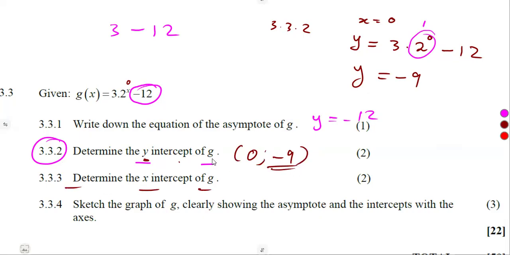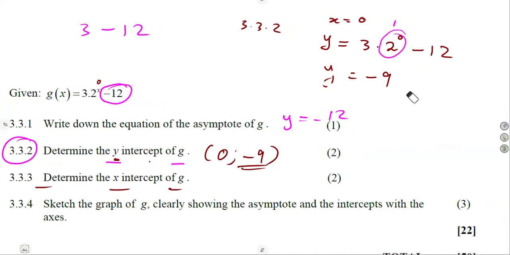Determine the x-intercept of g. So for the x-intercept, remember, y is supposed to be equal to 0 this time. All right, so let's see.